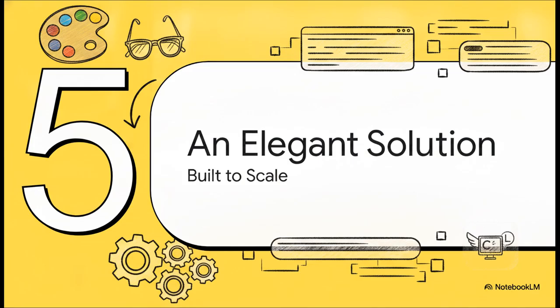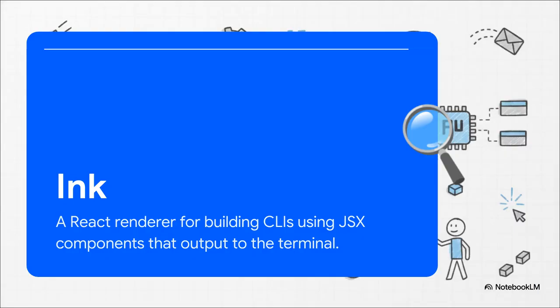Section 5. Engineering an elegant solution. So to bring Cameron's prototype into the actual CLI codebase, engineer Andy Feller had to utilize Ink. Think of Ink as basically React for the terminal. It uses JSX components and renders them to standard output. It's a real game changer for building static CLI interfaces, but it is absolutely not an animation engine.